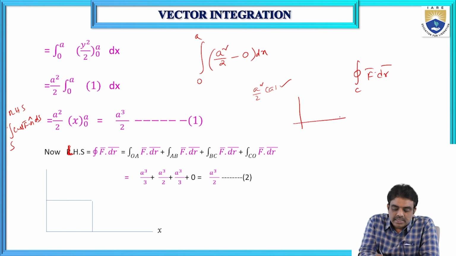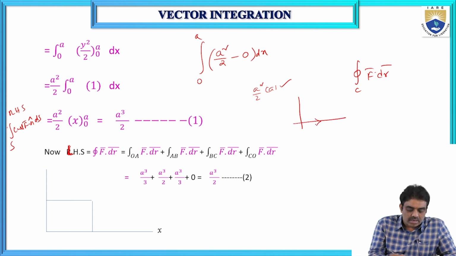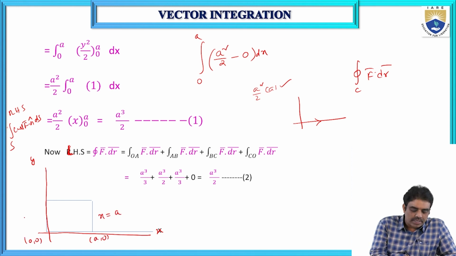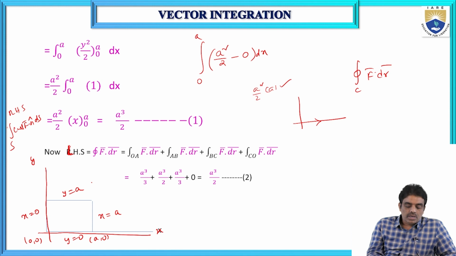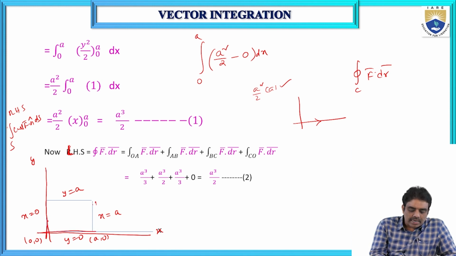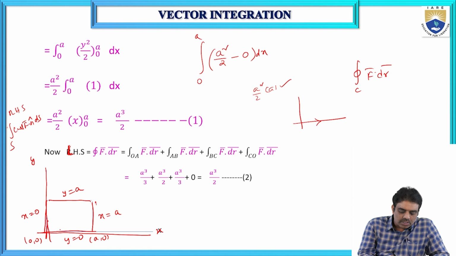Here I have drawn one already. This is x-axis and this is y-axis, and this is 0 comma 0. This is a comma 0. This is the line x is equal to a. This is y is equal to 0 and y is equal to a. Now, we have to evaluate the line integral along this closed curve. What is the closed curve? In this direction, OA. Then we have to go for AB. Then we have to go for BC. BC means this is 0 comma a. Then we have to go for CO. So, in this direction, we have to evaluate.